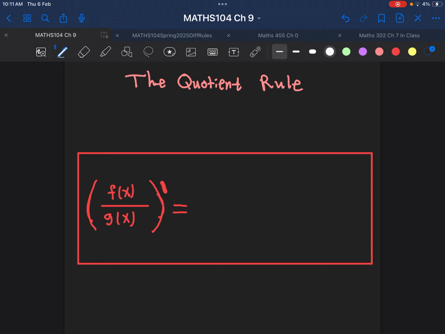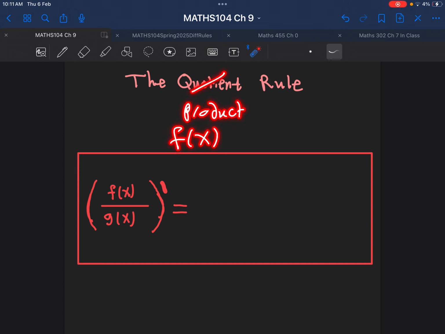Okay, students, welcome back. In this part, we will discuss the quotient rule, and the quotient rule will deal with the situation where we have a numerator and denominator, how we are going to find the derivative. In the previous part, we discussed the product rule, which was if we have two functions and we multiply them with each other, we have a rule called Leibniz rule.